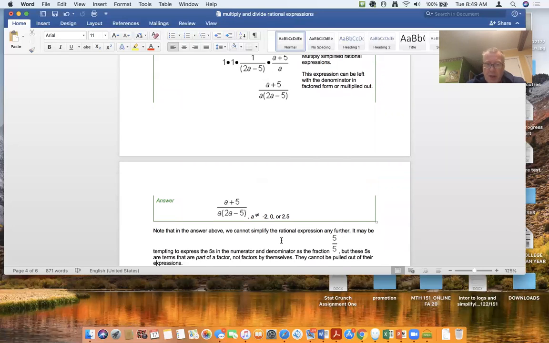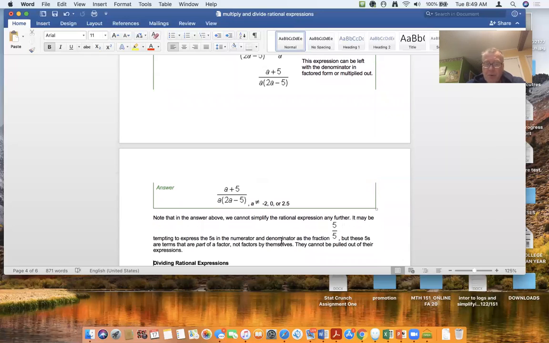Now, note, we cannot simplify any further. You can't simplify through the addition or subtraction here. You can only simplify through multiplication. So when it says a plus 5, this 5 is attached with the a. And if it doesn't match exactly down here, you can't cancel it. I know it's tempting, but you can't do that.